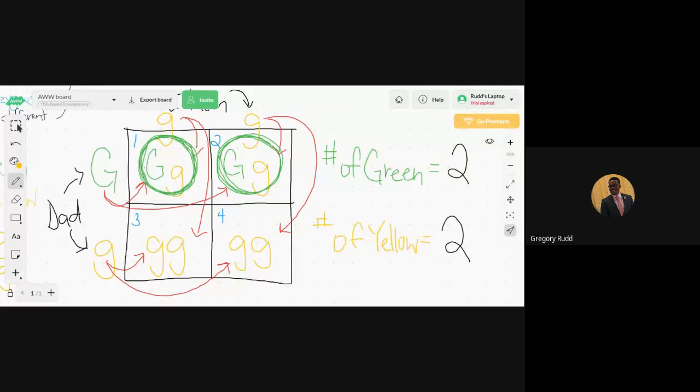Offspring number 3, though, does not have a dominant allele. It just has 2 recessive alleles, 2 lowercase alleles. And we call that homozygous recessive. They are the same size, they're both lowercase. So homo means same, but they are lowercase, so it's recessive. So that means that this expresses the recessive trait, which in this case is yellow. And the same thing for offspring number 4.